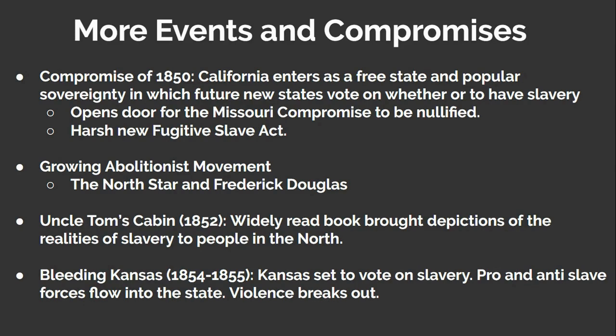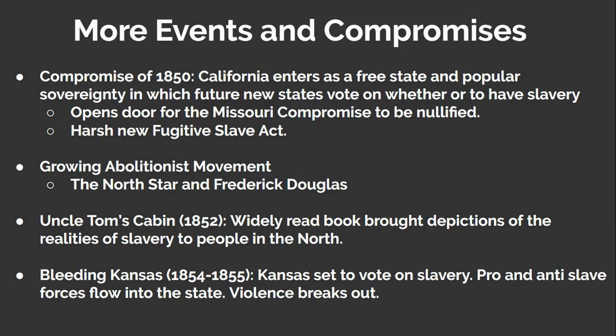And also a part of this, for California entering as a free state, there's a very harsh new Fugitive Slave Act. Now, there were a couple of Fugitive Slave Acts already on the books, but this one really threatened the sovereignty of northern states. It made it possible for someone who was helping a slave in the North to face criminal charges themselves. And it made a lot of people in the North feel like they were now a part of the slave system. And a lot of them didn't like that.